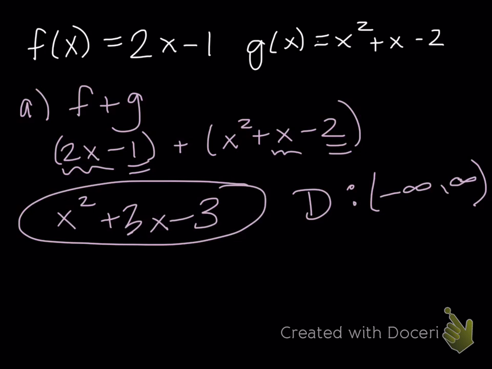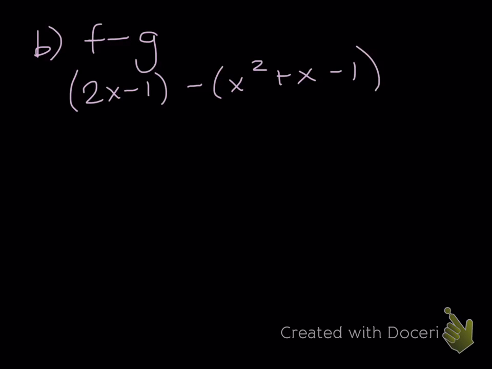So going on to subtraction. For letter B, we want you to do f minus g. So to do that, we have 2x minus 1 minus the quantity of x squared plus x minus 1. Here we're going to have to distribute that negative in. This first quantity's parentheses can drop because nothing's being distributed to it. The second quantity will distribute that negative in, so all the signs are going to change. And then I can combine my x's and I can combine my constants.